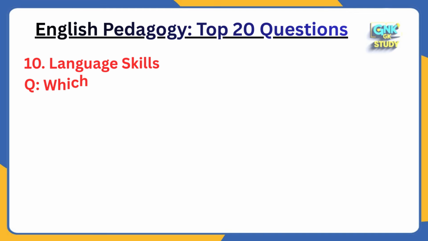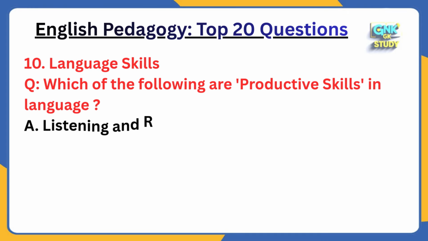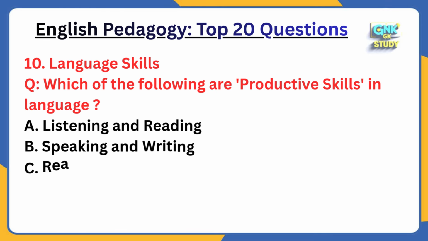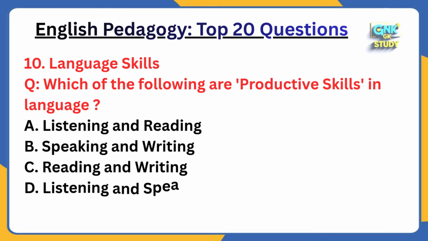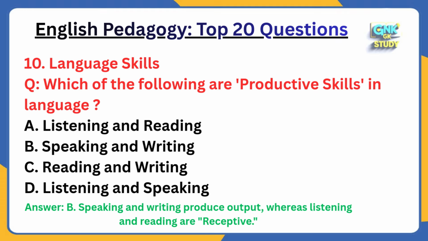10. Language skills. Which of the following are productive skills in language? A. Listening and reading, B. Speaking and writing, C. Reading and writing, D. Listening and speaking. Answer B. Speaking and writing produce output, whereas listening and reading are receptive.